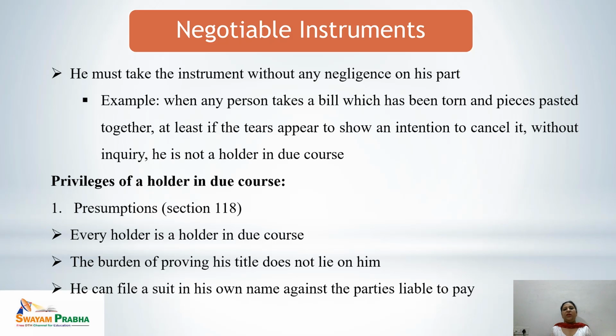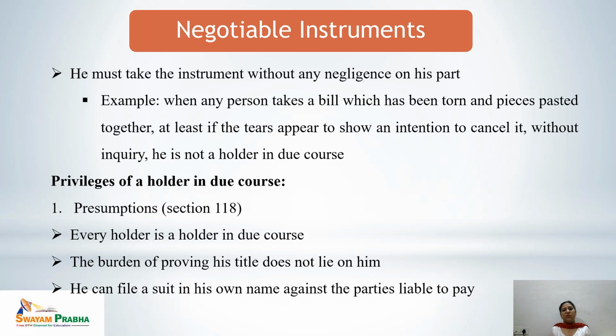Let's see the example. When any person takes a bill which has been torn and the pieces pasted together, at least if the tear appears to show an intention to cancel it, without inquiry, he is not a holder in due course. That means it was very clear on the face of the bill of exchange that it was intentionally torn into pieces and then pasted. The intention of tearing was to cancel the bill of exchange. So if this type of negligence is done by the holder in due course, he would not be treated as a holder in due course. So all the above are the qualifications for a holder in due course.